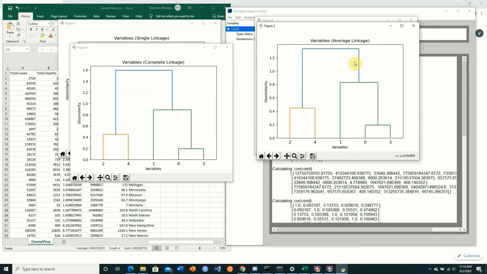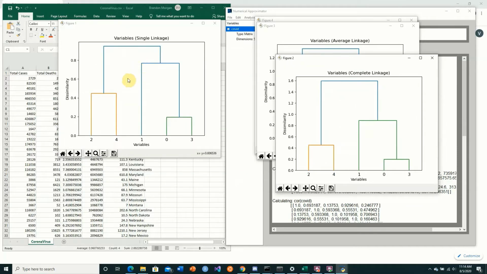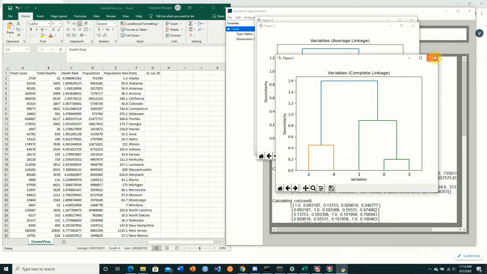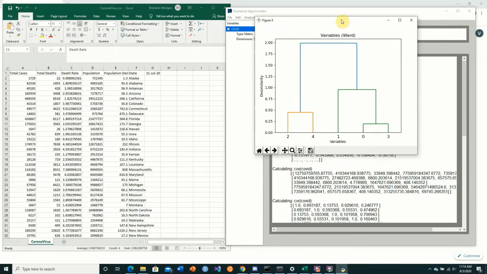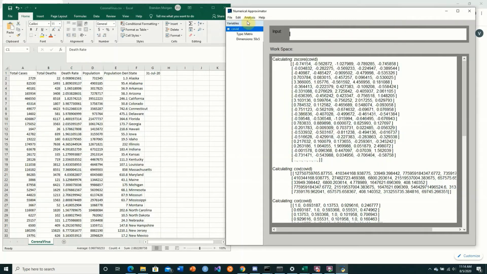Average linkage would probably be 2 as well. Complete linkage would probably be 2 as well. Single linkage would probably be 3. So we can say our variables can be reduced down to 2 main clusters. And so that's going to aid us in our factor analysis.